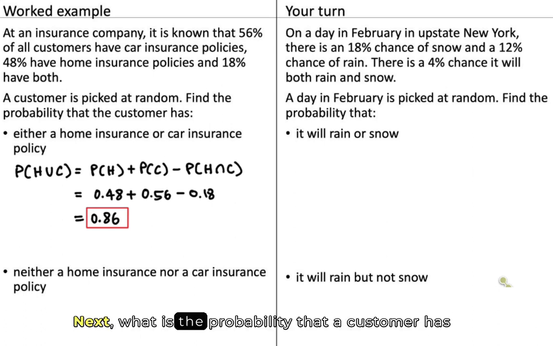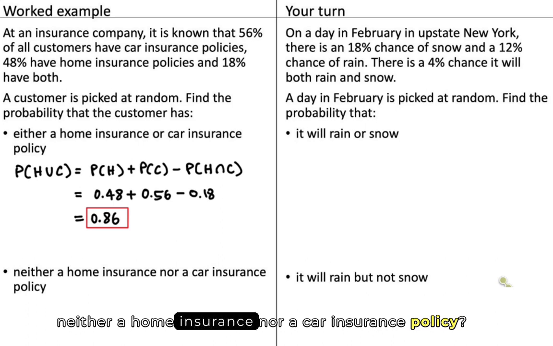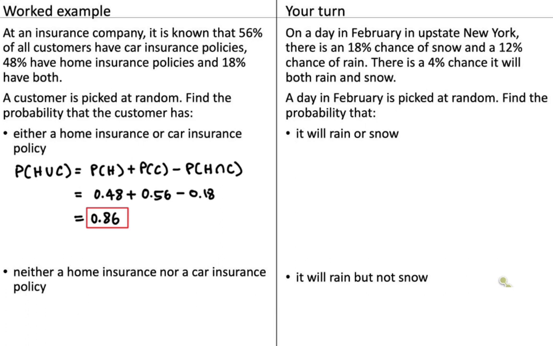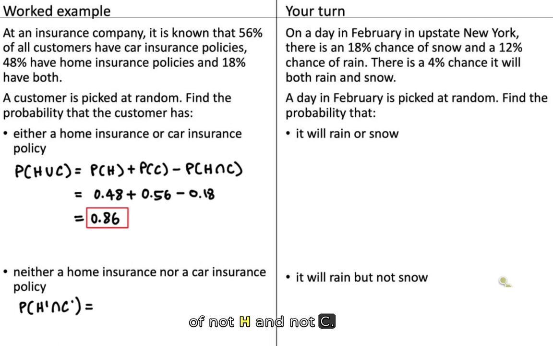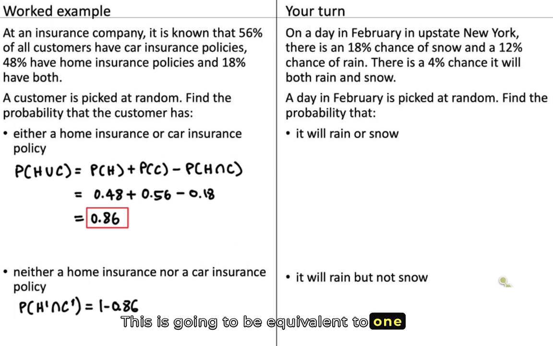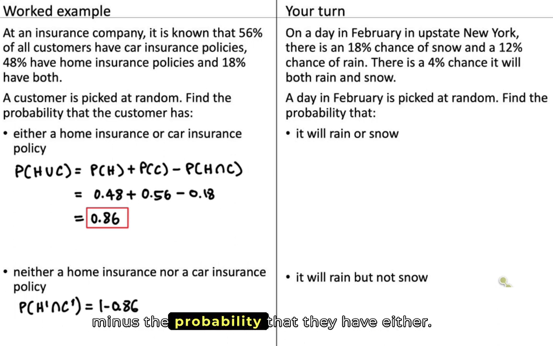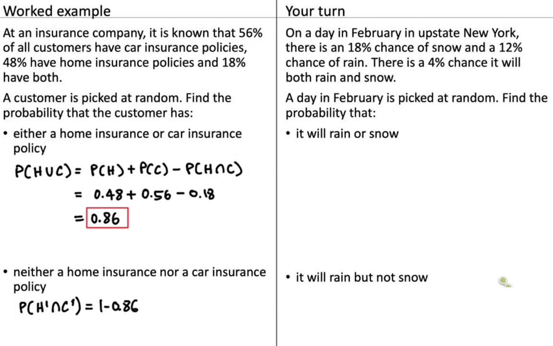Next, what is the probability that a customer has neither a home insurance nor a car insurance policy? So here's the notation. The probability of not H and not C. This is going to be equivalent to 1 minus the probability that they have either. So what's remaining is 0.14.